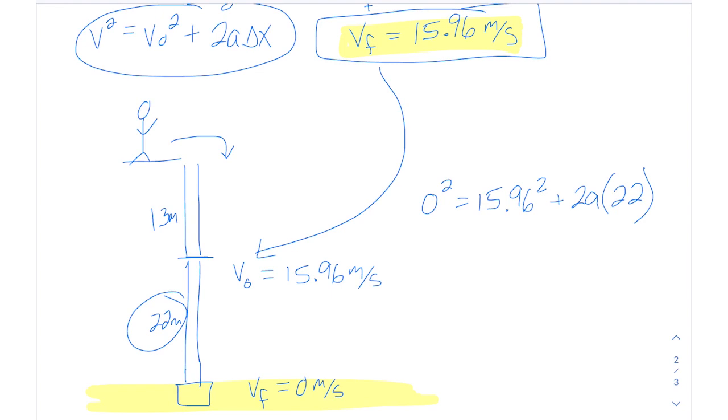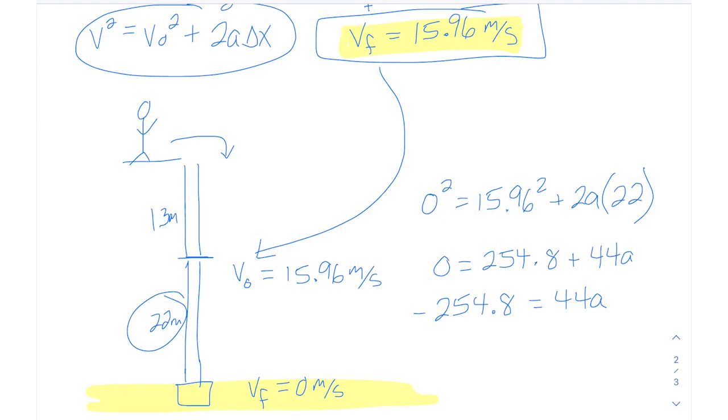If we do this calculation here, we would get 15.96 squared, which is 254.8. So we would get 0 equals 254.8 plus 44a. Subtract 254.8 from the other side. You'll see that we're going to get a negative acceleration here, which means that we are decelerating. We are accelerating in the opposite direction. Because of those cords, because of those spring forces, we are being pulled upwards.